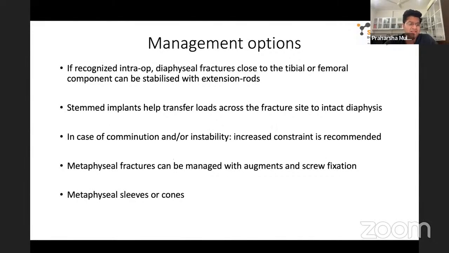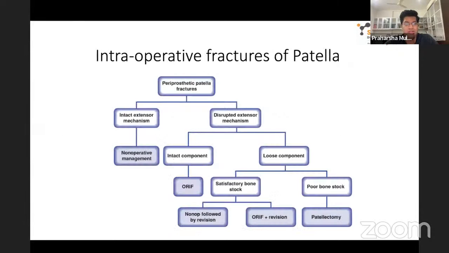And in very severe fractures or poor bone quality, you can even consider using the sleeves for getting better fixation. Intraoperative fractures of the patella, to be honest, I don't think we have encountered even one case at our institute. At least I have not in the time that I've been here. So probably if it is a very obvious transverse fracture, then you will have to again deal with it and just do a fixation with K-wires and tension band wiring as we normally do.